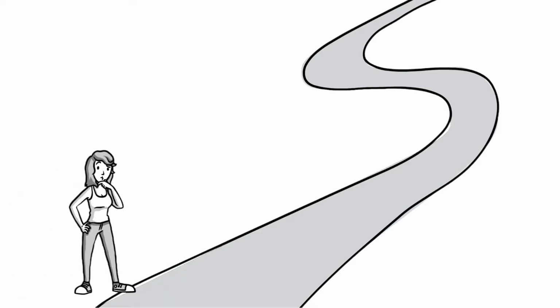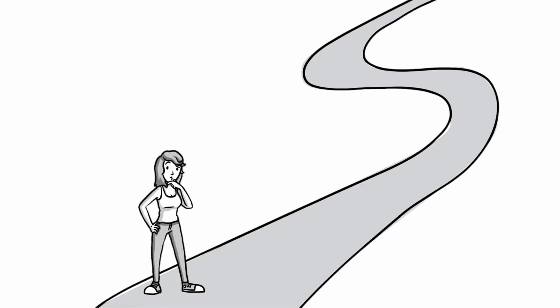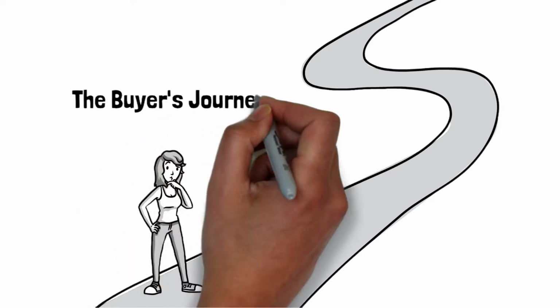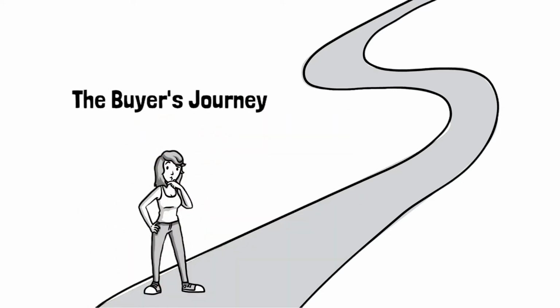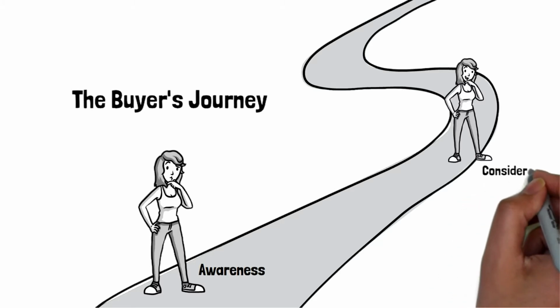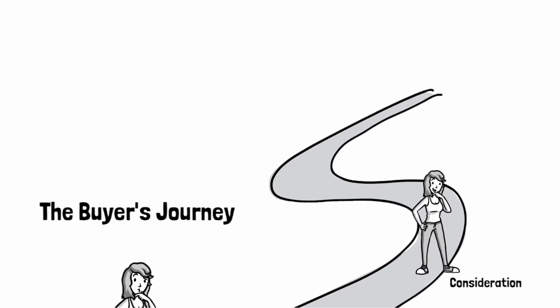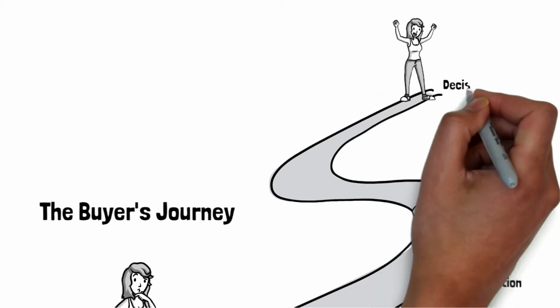So step 2 of our framework is to determine where your audience is on their journey to becoming a client. Every one of your prospective clients is on a journey, whether they know it or not. And this journey consists of 3 stages. 1 is the awareness stage. 2 is the consideration stage. And 3 is the decision stage. And we'll take a look at each one of those now.